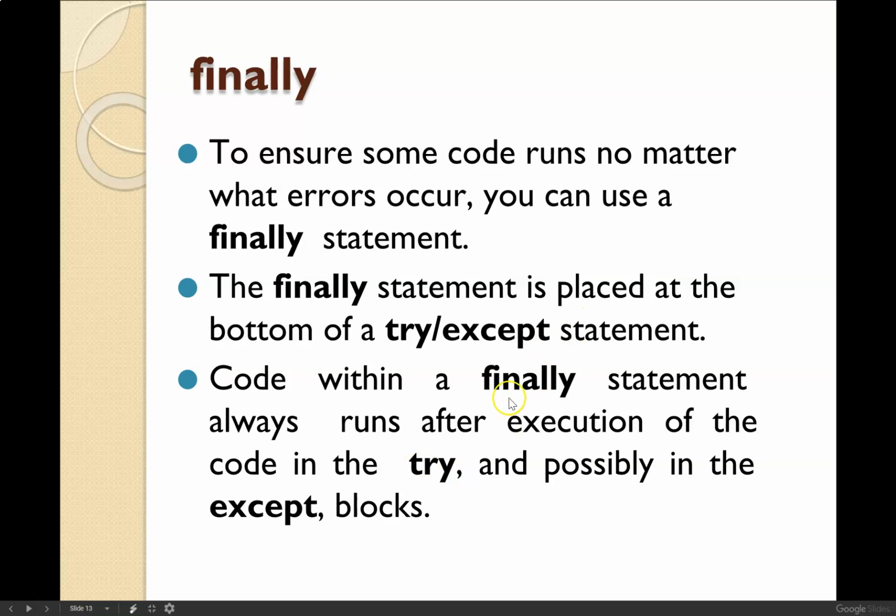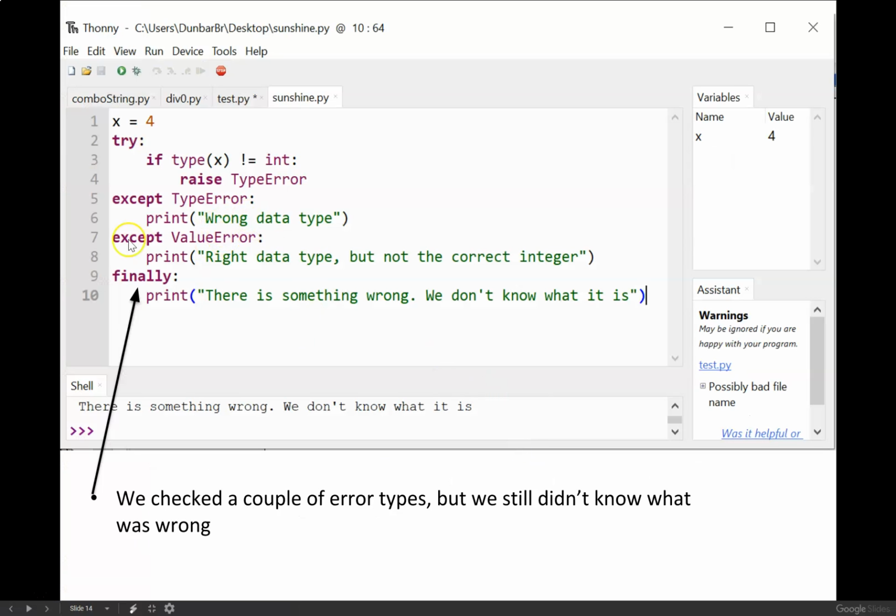It's not a normal either-or. It's not going to do this or it's going to do that. Finally will always run, and it's just there to kind of keep your program going. I almost never use finally, but I wanted you to know that it exists. So here's an example. I've got x equals 4, and I'm going to try if the type of x is not an integer. Well, it is an integer, so it's not going to raise the type error.